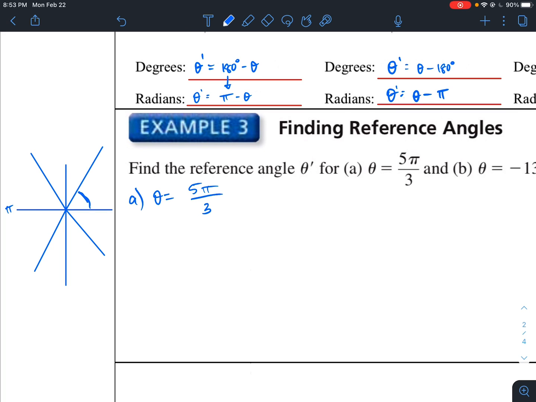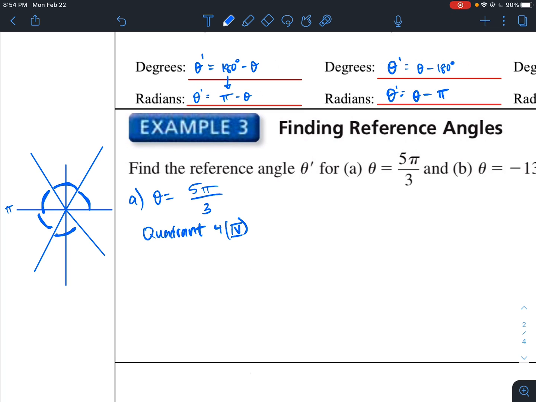I'm looking to go 5 pi over 3. So this would be 1 pi over 3, this would be 2 pi over 3, 3 pi over 3, 4 pi over 3, and 5 pi over 3. That means this is going to be in quadrant 4.